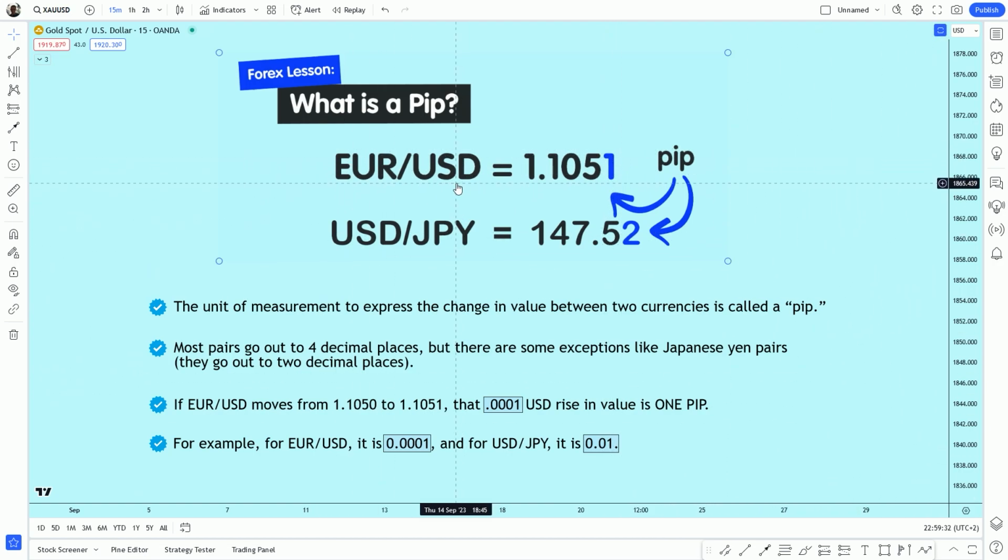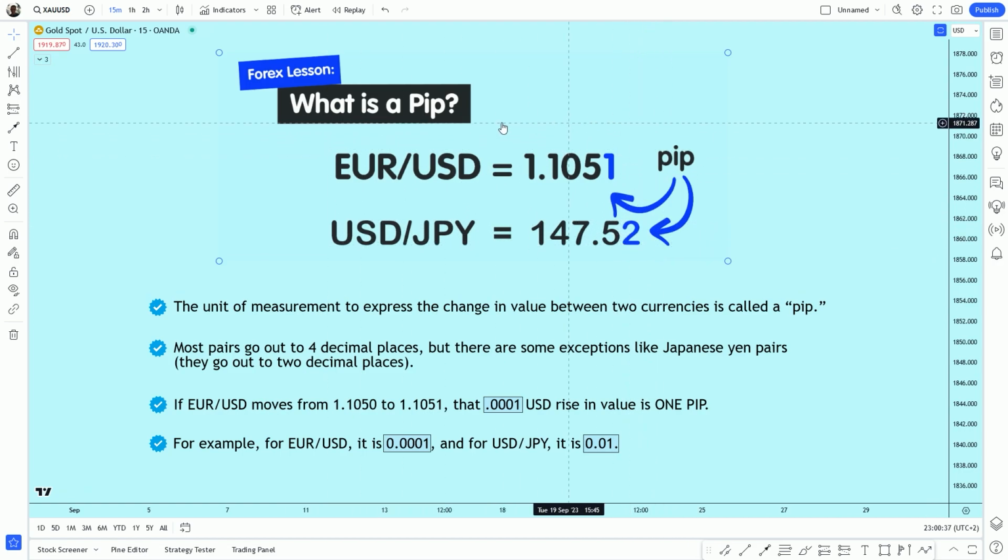For euro-dollar, for example, in this case 1.1051, 1 pip is this number here. This is the case for most currency pairs except JPY pairs. For JPY pairs, a pip is a second decimal number. In this case we have 147.52. A pip is this number here, the second decimal number.